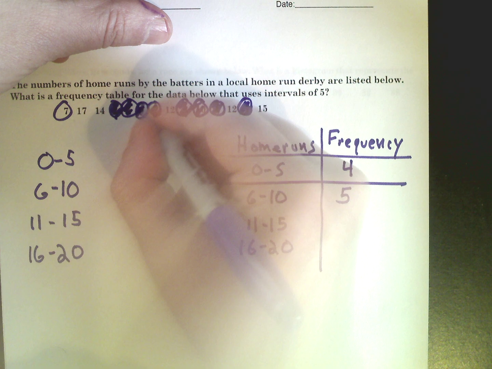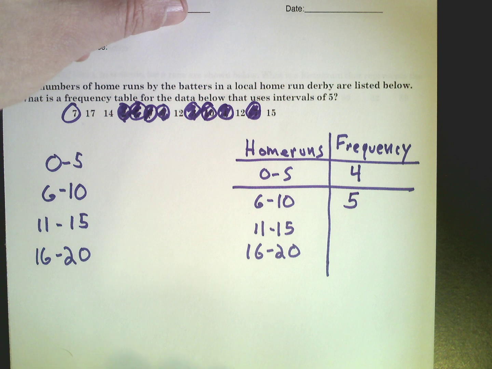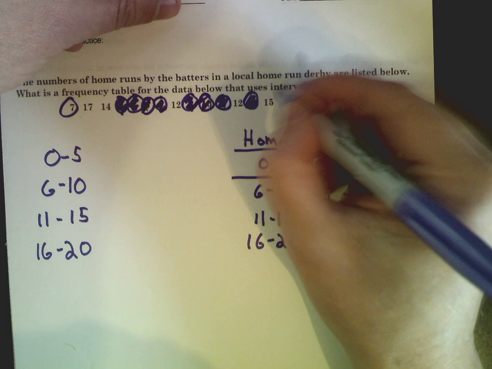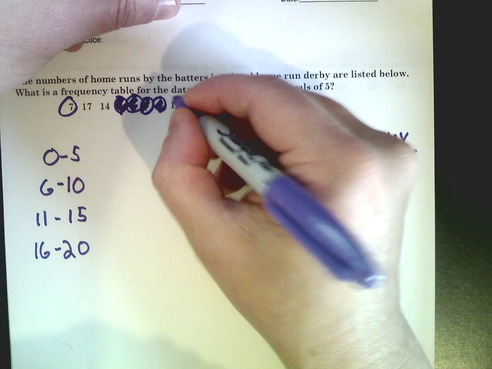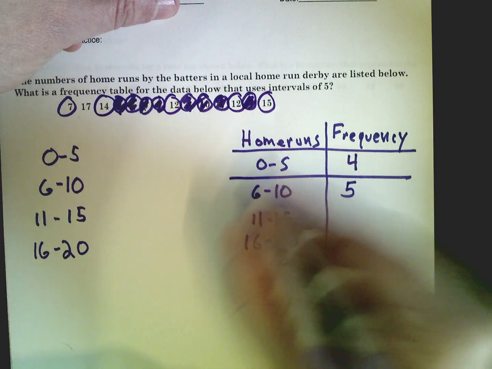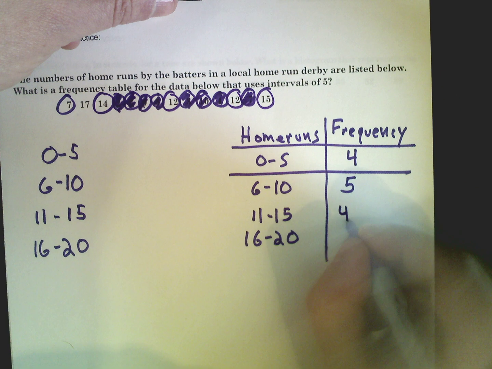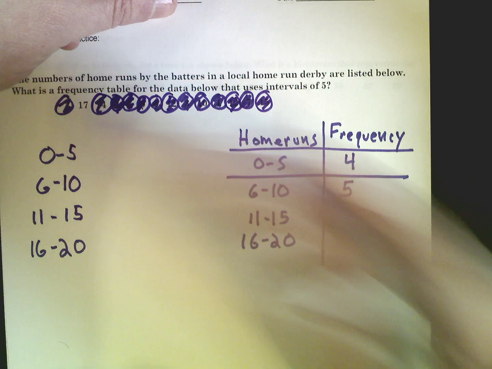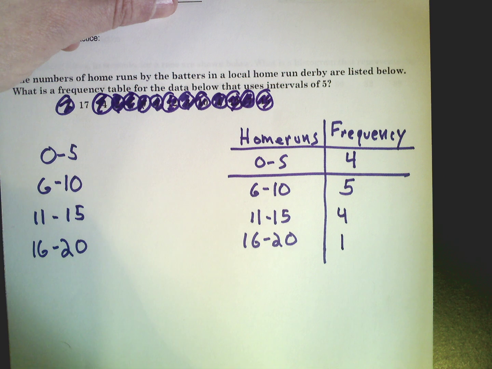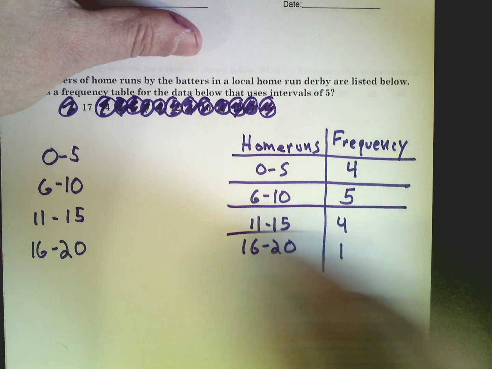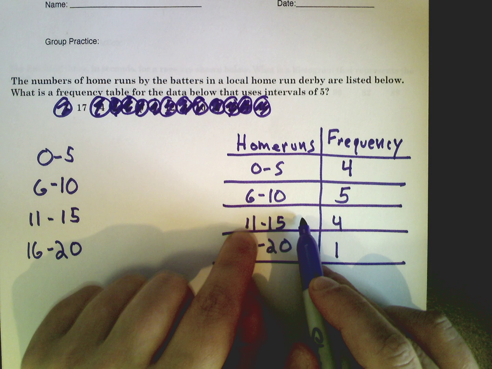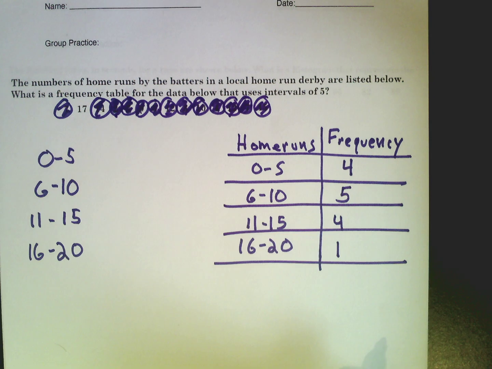As I go on, it gets easier. See how I'm marking up this thing? I would advise you do this too. It makes it easier. 11 to 15. So 11, 12, 13, 14, and 15. 1, 2, 3, 4. 17 is the only one left. All we got left here is this lonely 17, and that's the only one that falls in that. There's only one. So it's how often do these numbers occur between 0 and 5, 6 and 10, 11 and 15, and 16 and 20.